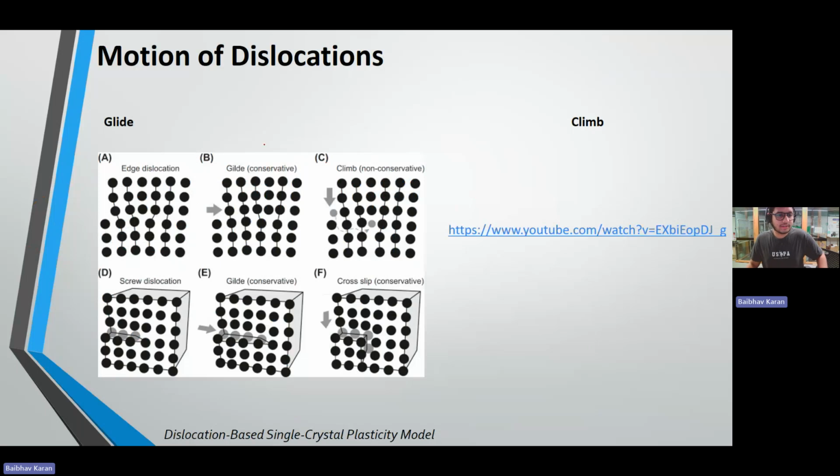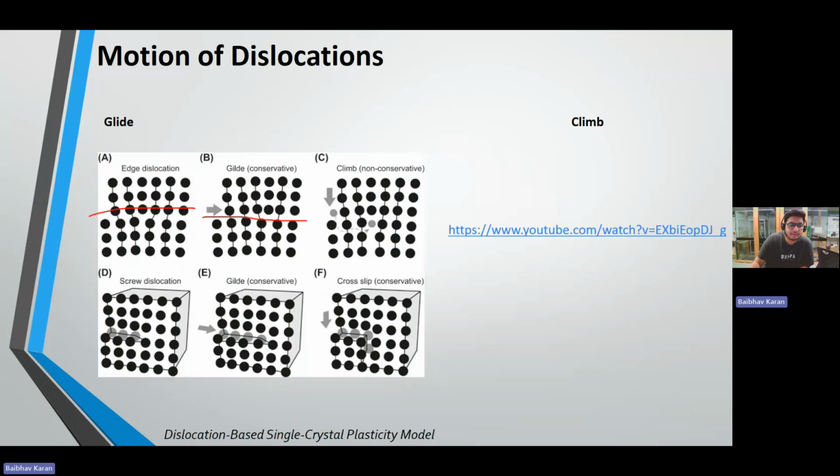As you can see here, in screw dislocation, the glide means the movement of dislocation happens on the slip plane, along the slip plane. In the edge dislocation, the movement of dislocation happens along the slip plane. This is the slip plane. The movement of dislocation happens along it. But in case of climb, what is happening? The movement is opposite or perpendicular to the slip direction or slip plane.